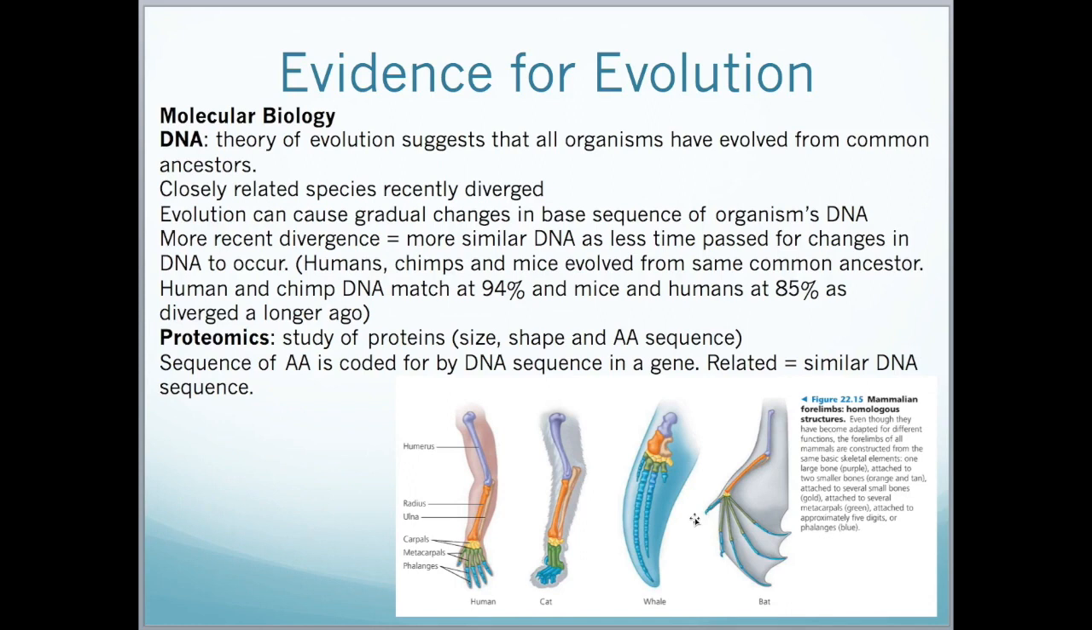We can also use proteomics, which is the study of proteins, where we look at the size, the shape, and the amino acid sequence as evidence for evolution. So the sequence of amino acids is coded for by the DNA sequence in a gene. So if we're related, there will be similar DNA sequences.